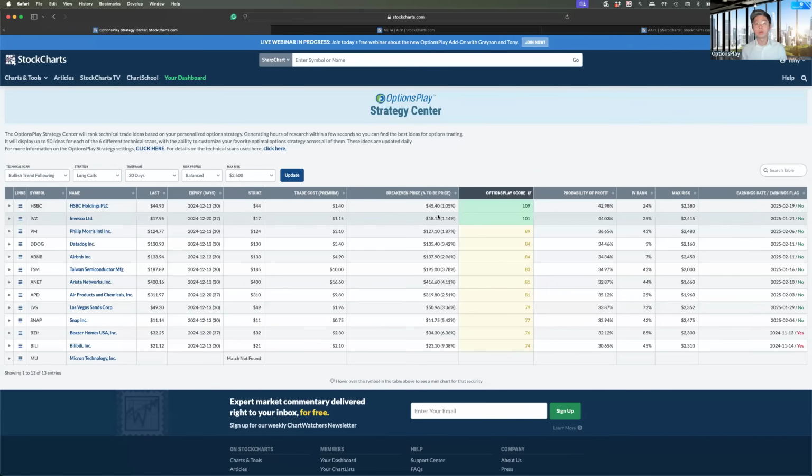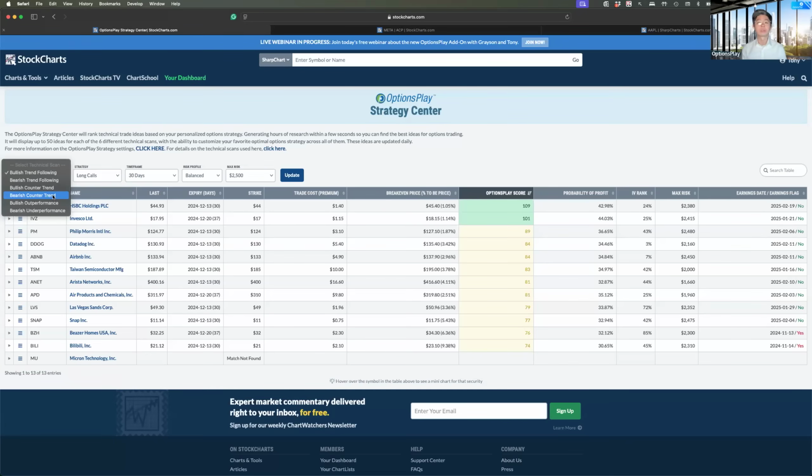At the core of the Strategy Center are 6 technical scans that we have built. 4 of them you can currently find within the OptionsPlay platform. So if you are currently an OptionsPlay subscriber, you have access to these 4 scans, which are the trend following scans and the counter trend scans. Those are bullish and bearish trend following and counter trend, which are fairly intuitive as to what those mean.